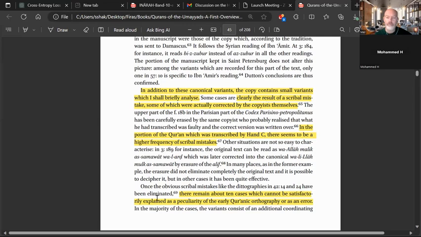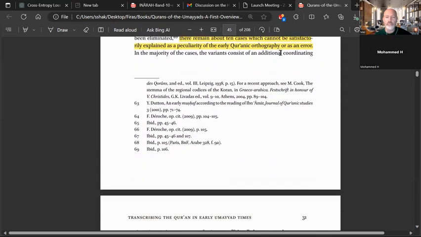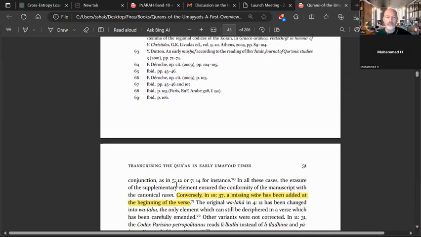He says once the obvious scribal errors have been eliminated, there remain about 10 cases which cannot be satisfactorily explained as a peculiarity of the early Quranic orthography, that's spelling, or as an error. So we're dealing with about 10 cases of minor variations. That's not really a lot for a copy that contains 45% of the text. Even in these cases, the variants consist of an additional coordinating conjunction, like a missing wow or something like that. That's pretty minor. I'd agree.